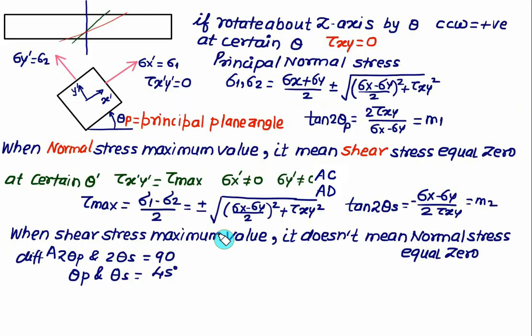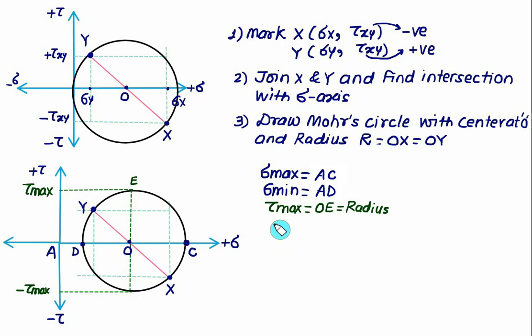While finding the value of the principal normal stress and the shear stress, we always take a square, so whether tau xy is positive or negative, it doesn't matter. So the negative value of tau max will be the same as the distance O to F, which is again a radius. So the radius of the Mohr circle always gives you the maximum shear stress.